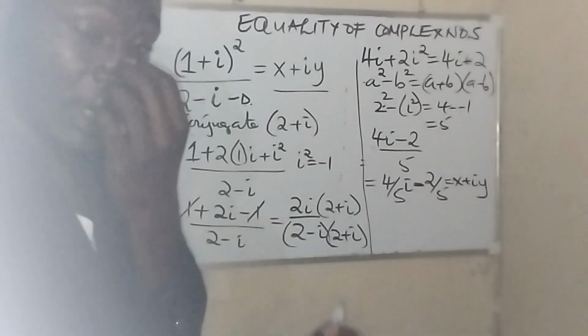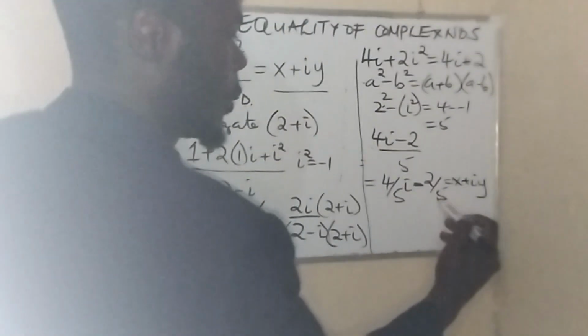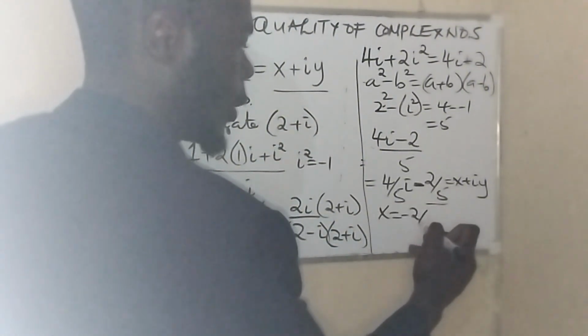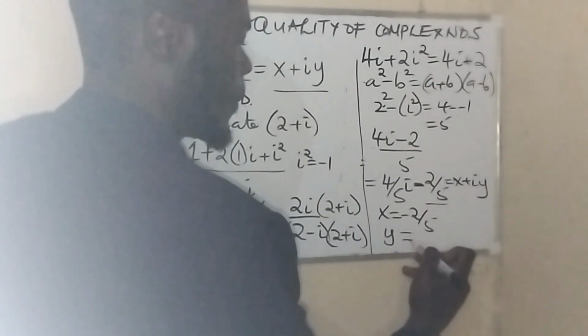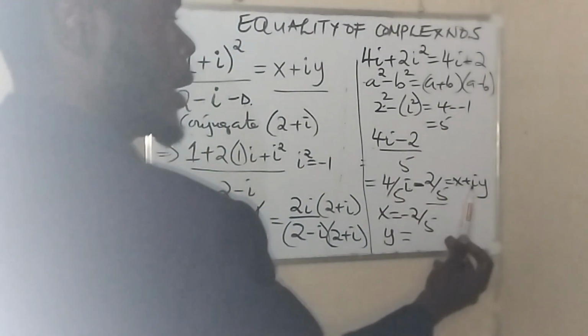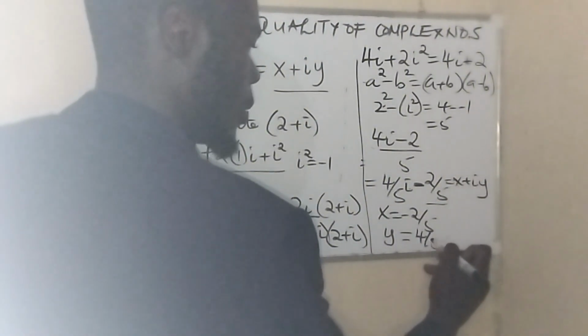So you compare the real part and the imaginary part. The real part has negative 2 over 5 and x, so your x will be negative 2 over 5. Then y, compare the imaginary: we have 4 over 5 i and iy, so it means y will be 4 over 5.